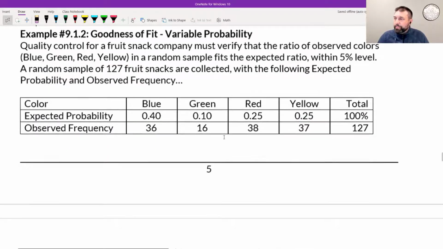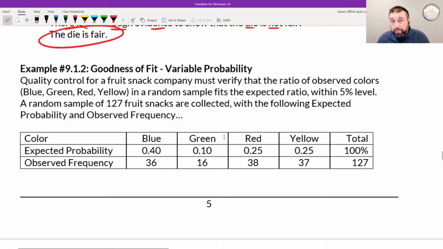We can also have an experiment where we are giving probabilities for each one. So they're not equally likely. So here is the fruit snack example that I was alluding to earlier. Here you have the expected probability of fruit snacks that are blue, the probability that they're green, the probability that they're red, and the probability that they're yellow. The factory says 40% of the fruit snacks that we manufacture are blue. We manufacture it that way. Here it is, it's 40%. There's no questioning that. They know exactly how many they make. 10% are green, 25% are red, 25% are yellow. That is the theoretical, right from the factory value.